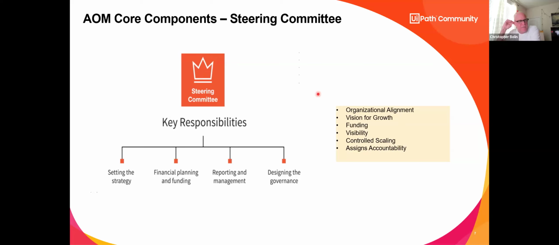Your steering committee can be a large group, it can be a small group, but it needs to be somebody that's going to make sure that your operating model is aligned with the organizational goals and strategies, that you are being given a vision for growth. And this vision is going to change. It's not static.